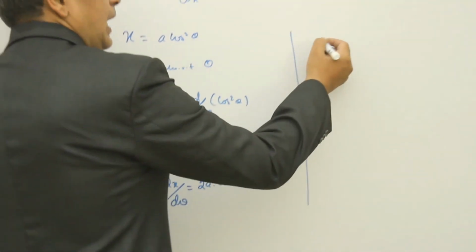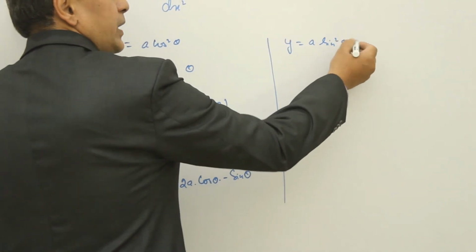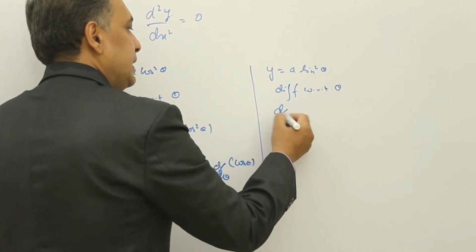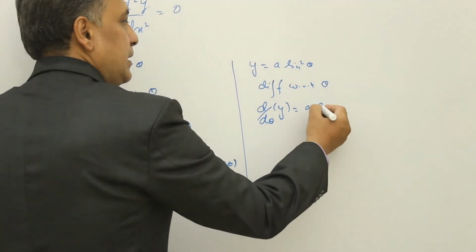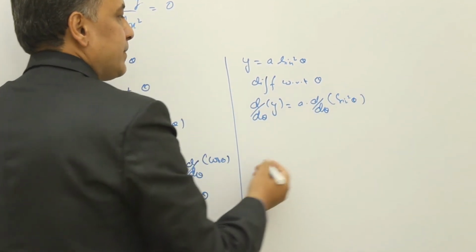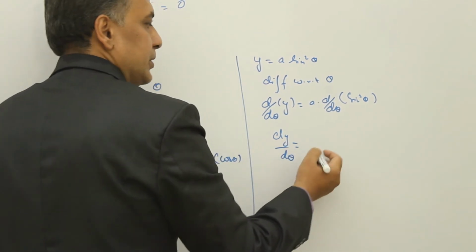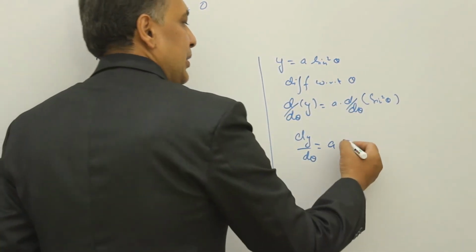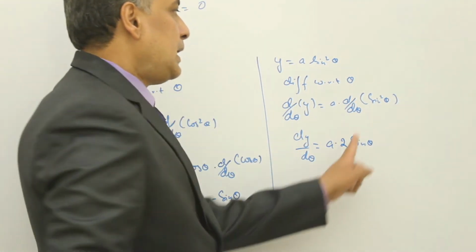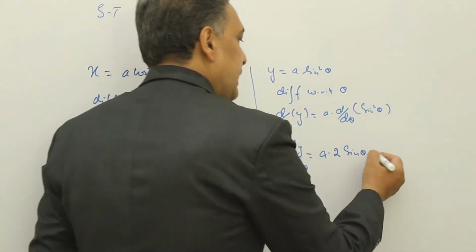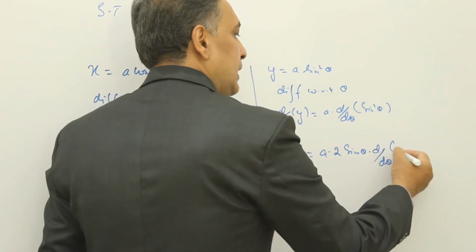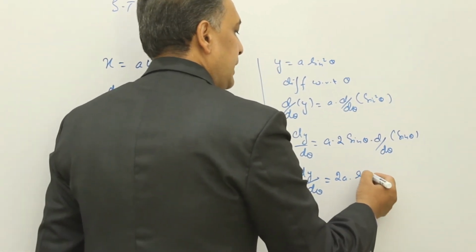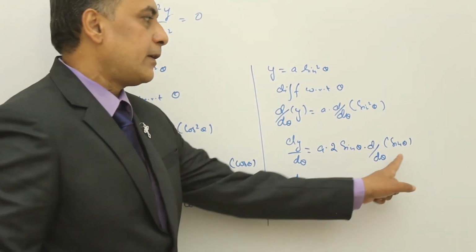Now the second one, y equal to a sin square theta. Differentiate this with respect to theta. d by d theta of y equals a into d by d theta of sin square theta. So dy by d theta equals a into, again it is sin square theta, not sin theta, so you apply the x to the power n formula. It is 2 into sin theta, since 2 minus 1 is 1, into d by d theta of sin theta. So dy by d theta equals 2a sin theta cos theta, because d by d theta of sin theta is cos theta.